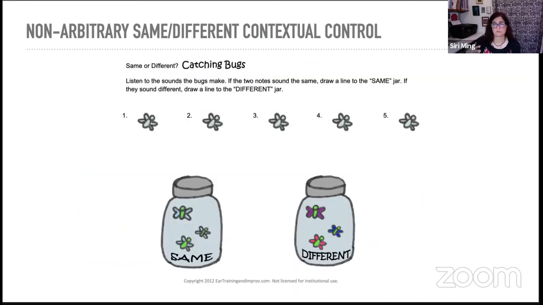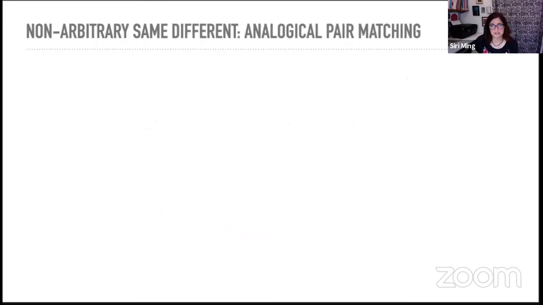This is an example from a piano teaching lesson that I just found online, where you have to listen to what a bug says, what sound it makes, and then you have to identify if the sounds were the same or different. You can do this moving into things like pair matching, which is an early form of analogy that's actually at the non-arbitrary level not that difficult.